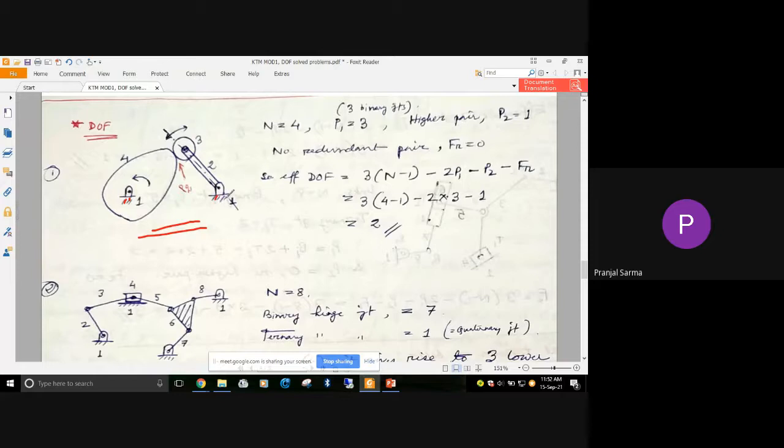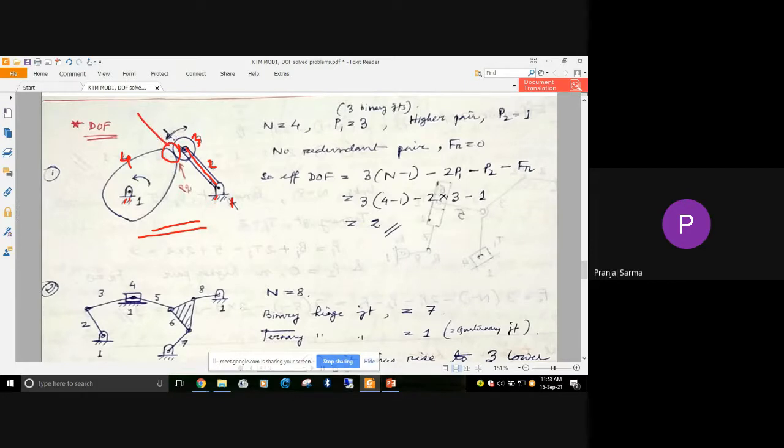So this will be number one, the fixed position. Then this arm is link two. This roller has to be number three. And this is the cam portion, another link, link four. But the interesting thing here is this particular cam and follower joint.